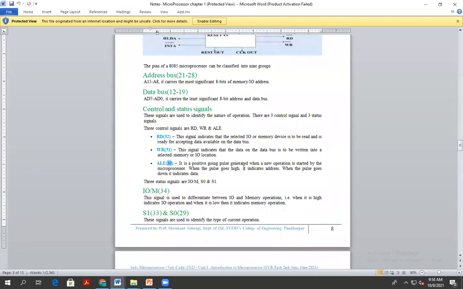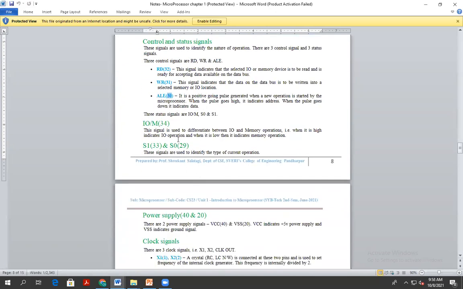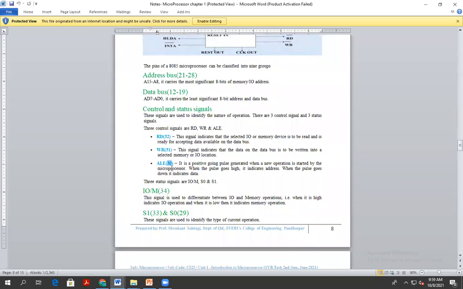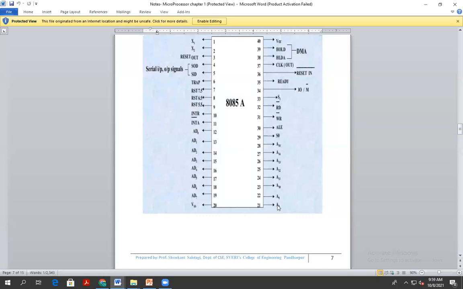It is a positive going pulse generated when a new operation is started by the microprocessor. When the pulse goes high, it indicates address, and when the pulse goes low, it indicates data. So ALE is used to recognize whether it is data or an address. Both are controlled by ALE at pin number 30. So next, these are about the bus system. In the bus systems, we studied A8 to A15, that is pin numbers 21 to 28.